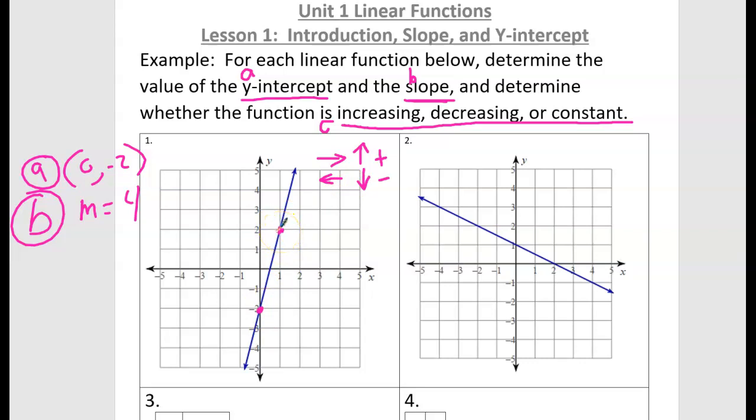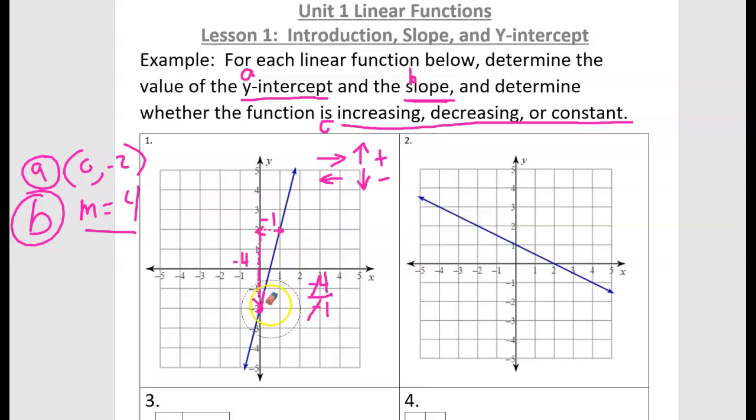To do that, you would have to go left 1 space. Now that's left, so it's negative 1 space. And then you'd have to go down 4 spaces, and down is also negative. So now you've got negative 4 over negative 1. Double negatives cancel, and you still get the same answer.